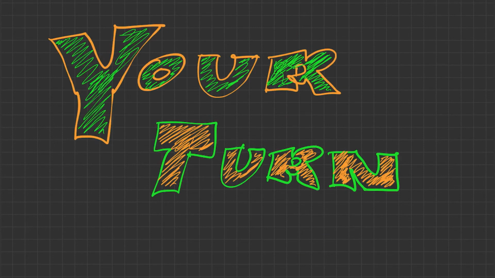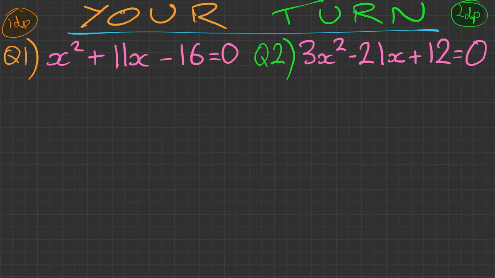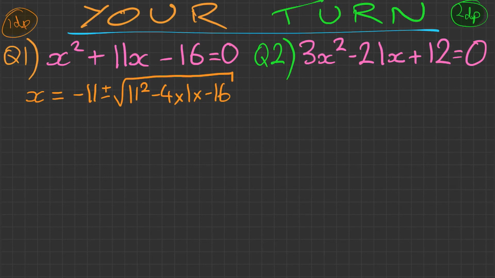Here's your chance to have a go with the question yourself. Pause the video, play it again when you're ready for the answers. Our first question, we want to find the solutions to 1 decimal place. So substitute these into the quadratic formula. So x equals minus 11 plus or minus the square root of 11 squared minus 4 times 1 times minus 16 all over 2 times 1.